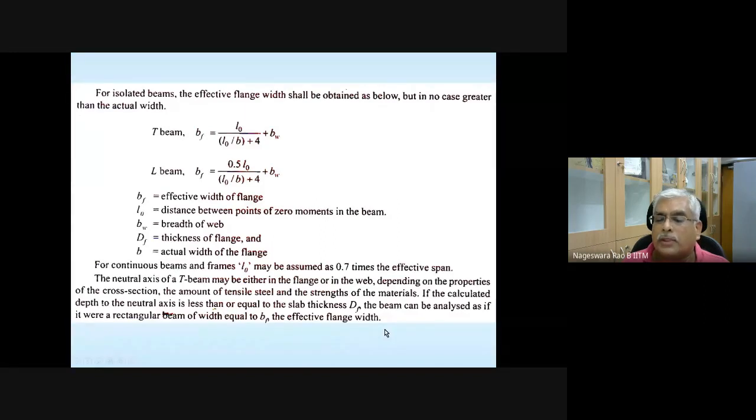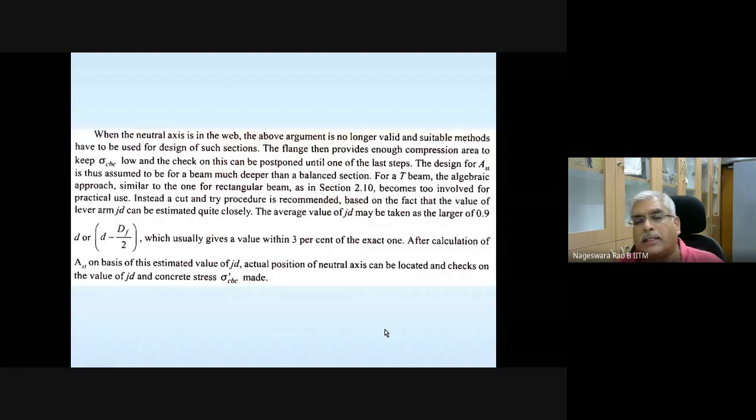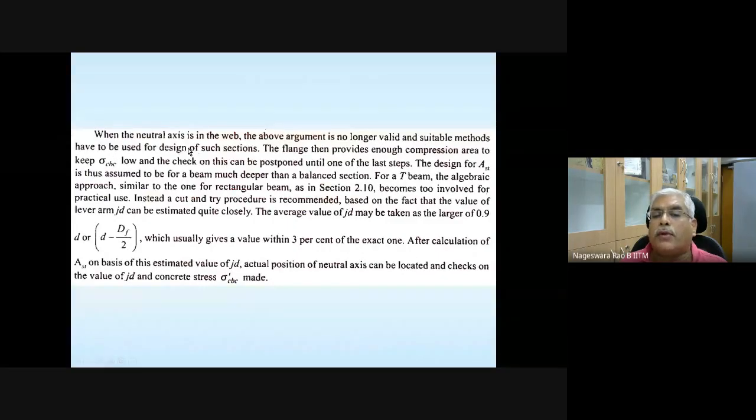So now the issue comes when the neutral axis is in the web. When the neutral axis is in the web, the above argument is no longer valid, and suitable methods have to be used for design of such sections. Please note that we discussed enough about T sections analysis using working stress methods earlier, and also a question is given in your assignment. So now we are looking at design. Let's discuss the design issues.